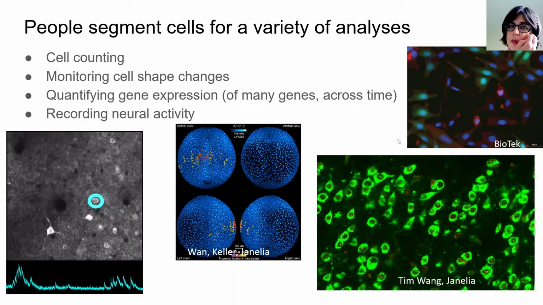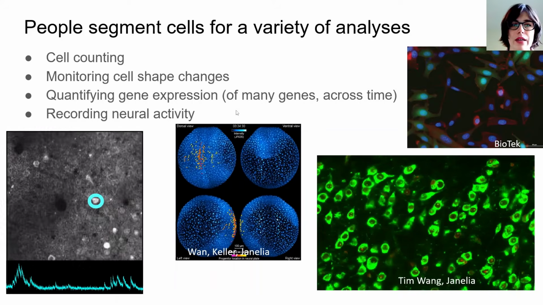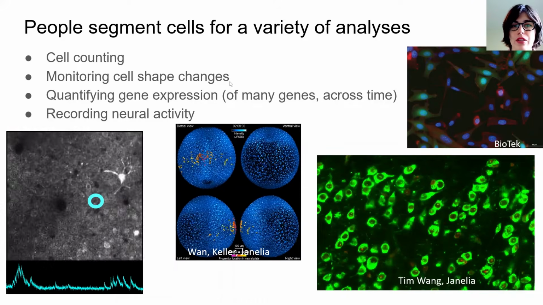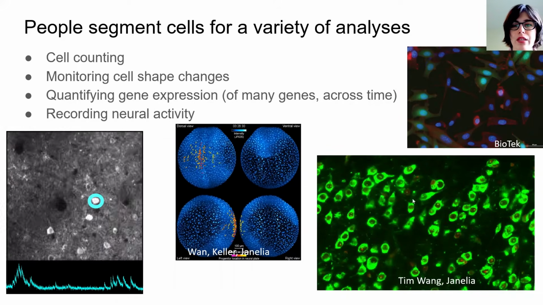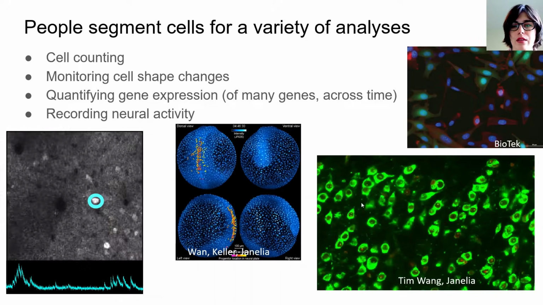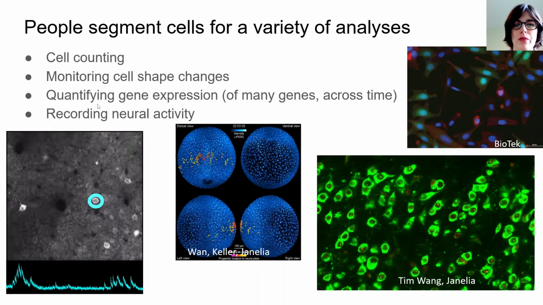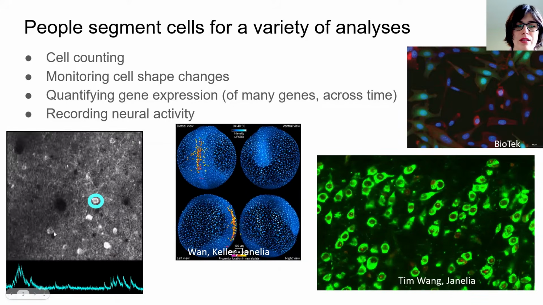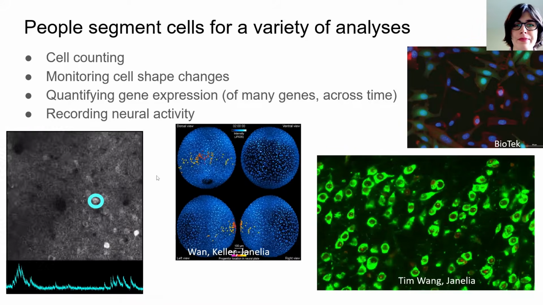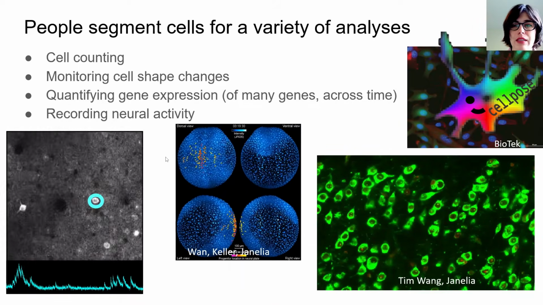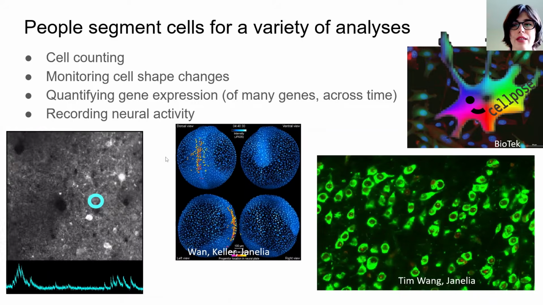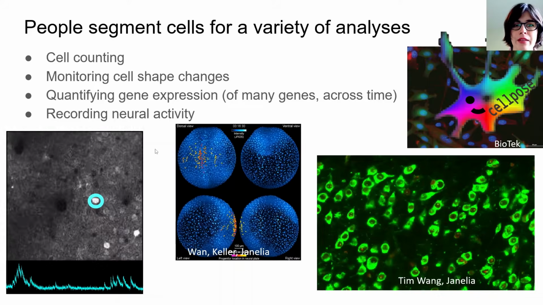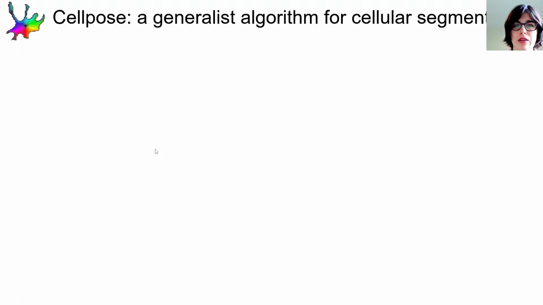And so you might need to do this segmentation for a variety of analyses, like say you want to count cells in your images, you want to monitor cell shape changes over time, you might want to quantify gene expression, for instance with in situ RNA sequencing, or you might want to record neural activity where you're going to be segmenting, for instance, these are neurons recorded with calcium imaging. And so we created Cellpose as a generalist algorithm to try to segment all of these different cell types with the same algorithm. So how did we achieve a generalist algorithm?